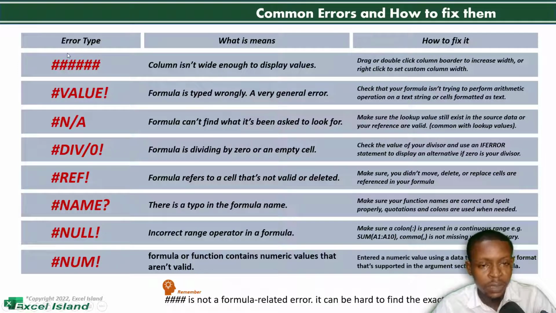So the last error type we'll be looking at is what is called the name error, and this means that there's a typo in the formula name. When you spell your formula incorrectly, you're going to run into this type of error. So make sure that function names are correctly spelled, and quotation marks and colons are used when needed. Also, we have the null error and the num error.